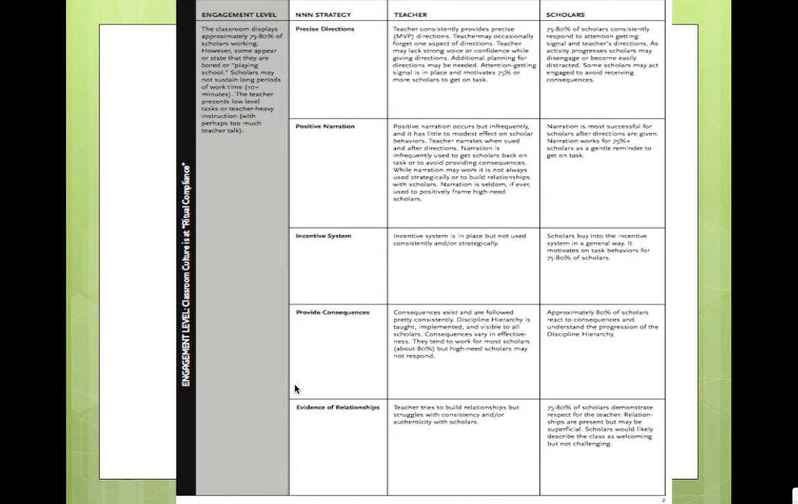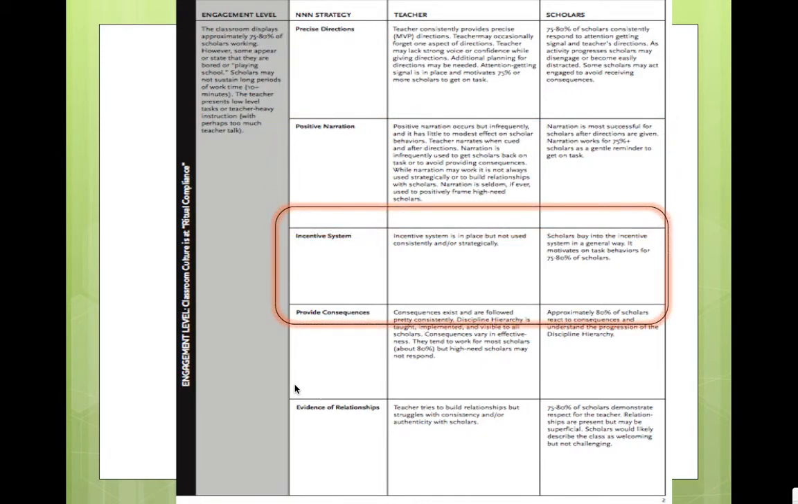Please take a moment to read through this slide. As you can see, we are seeing that teachers and scholars are using and responding to the No-Nonsense Nurture framework. We may see that the teacher struggles to remember all parts of the MVP directions, but gets most of them. We see that 75 to 80% of the scholars consistently get on task the first time directions are given. Under narrations, we see that teacher uses narrations and that scholars respond for most of them.